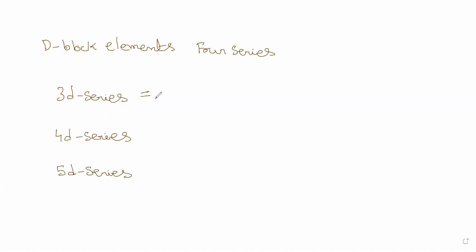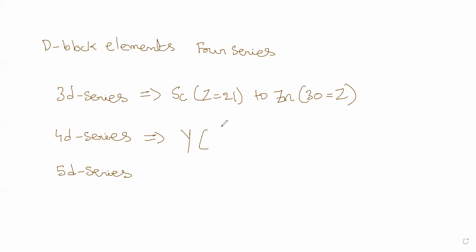Okay, the 3d series will be from scandium, Z atomic number 21, to zinc, atomic number 30. Z is the atomic number. Z is 30. Okay. Now, the 4d series is from yttrium, Z is equal to 39, to cadmium, Z is equal to 48.